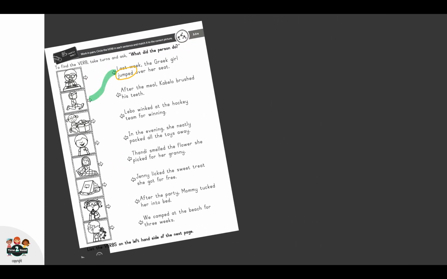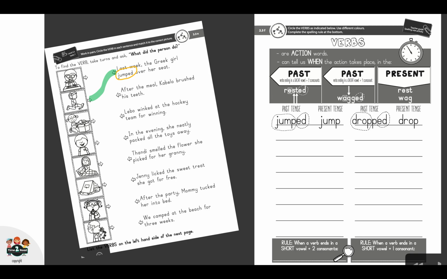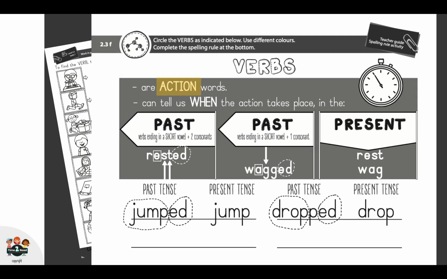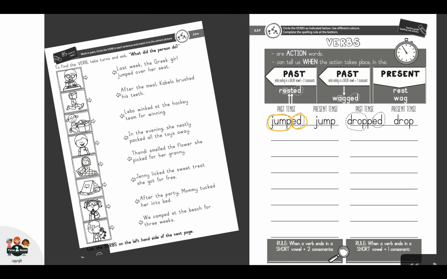Next, I want you to go to page 26. I want you to add the verbs into the rows. Remember, verbs are action words that can tell us when the action takes place, in the present or in the past. Circle the root verb as well as the ending. Now complete all of the rows and then complete the spelling rule at the bottom.